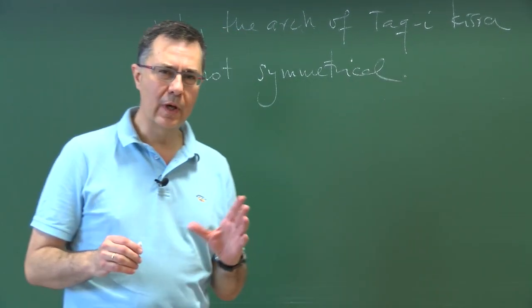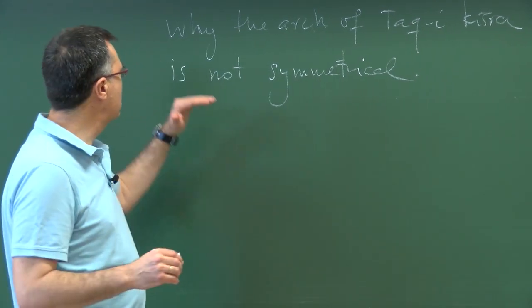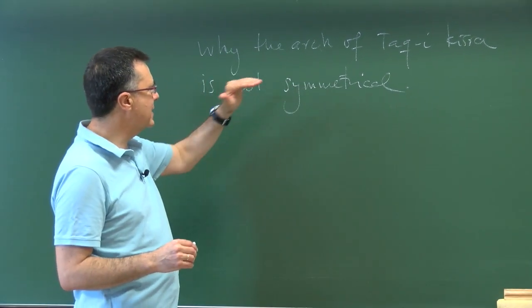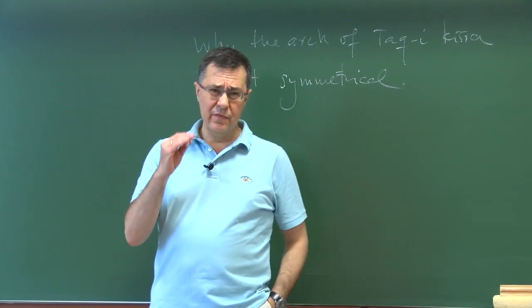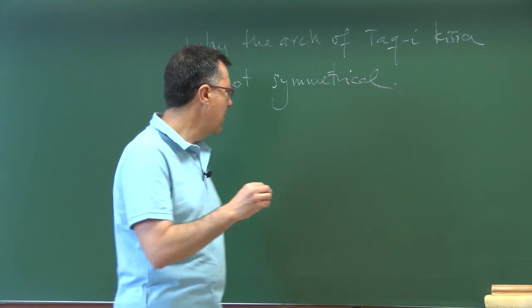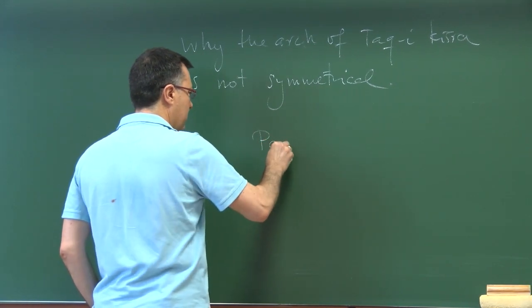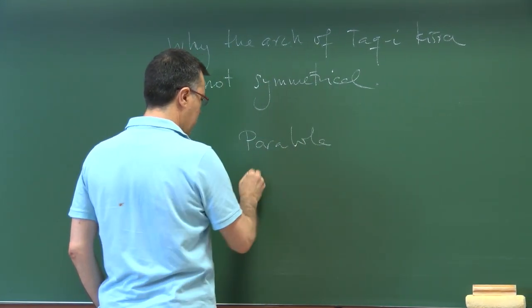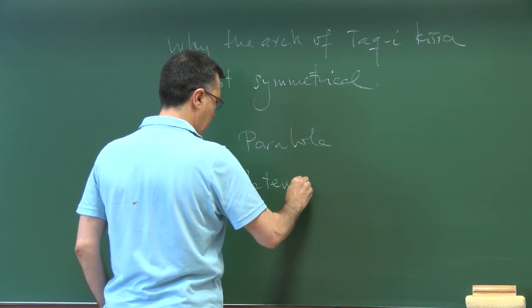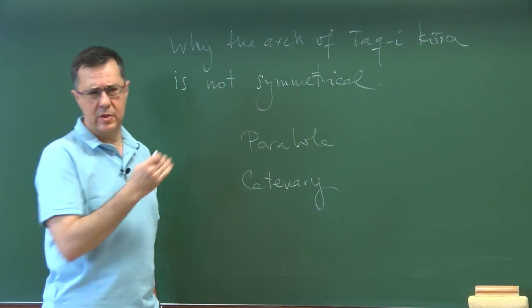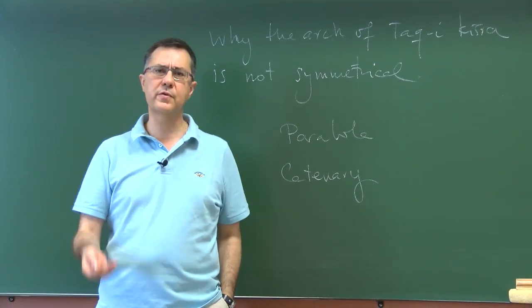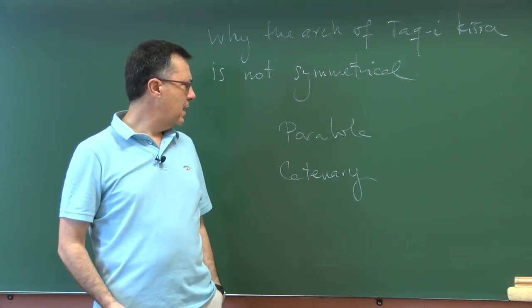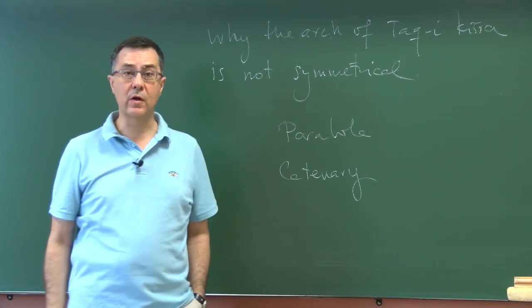And so I'm going to answer the question of why the arch of Kisra is not symmetrical. I think the first thing we have to know is the difference between a parabola and a catenary. We can search in Wikipedia, especially the parabola, and it goes back to the 4th century before Christ. It belongs to the family of the conics.